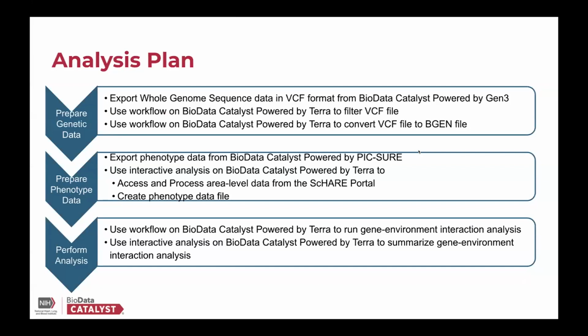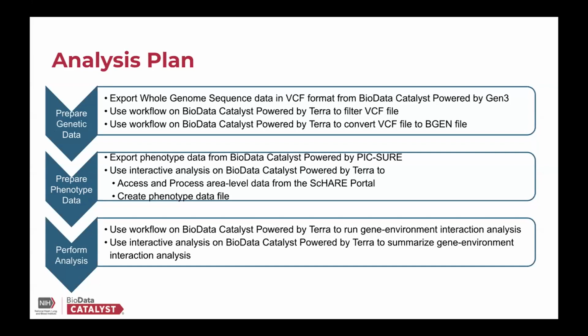So here is the basic overview of our analysis plan. The first step was to prepare the genetic data. Here, we exported the whole genome sequence data in VCF format from BioData Catalyst powered by Gen3. Then we used a workflow on BioData Catalyst powered by Terra to filter the VCF file. And then we used a workflow on BioData Catalyst powered by Terra to convert the VCF file to BGEN file, which we would then use for our analysis.